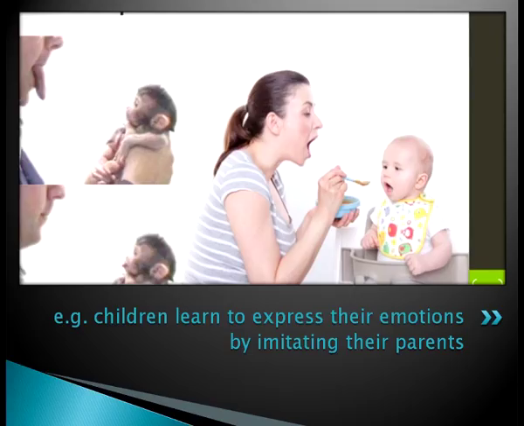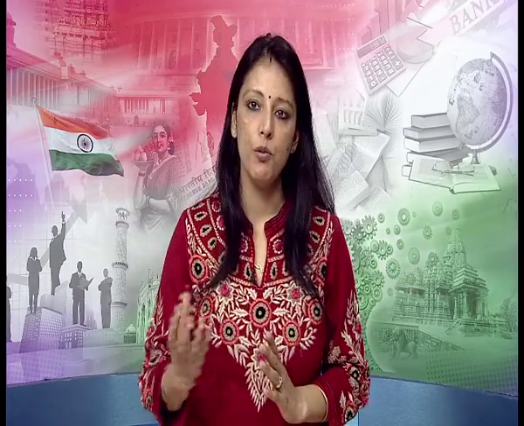Let us discuss the development of emotions. Although the general ability to respond emotionally is present at birth, emotional development is due to maturation and learning also. Let us see how. For example, children learn to express their emotions by imitating their parents, as is clear in this picture. So, this was about the two different dimensions of emotions as well as how we develop emotions throughout our lifespan. That is, we develop emotions out of our experiences and maturation.